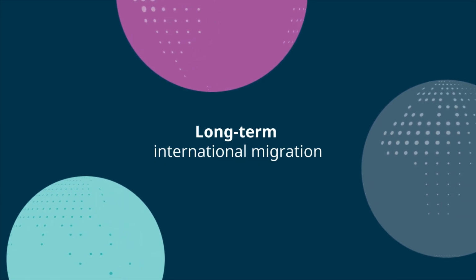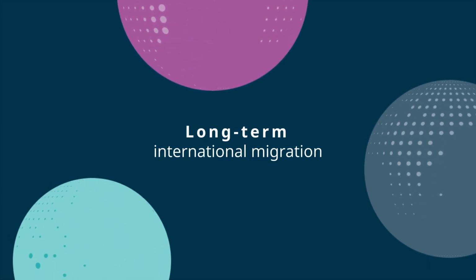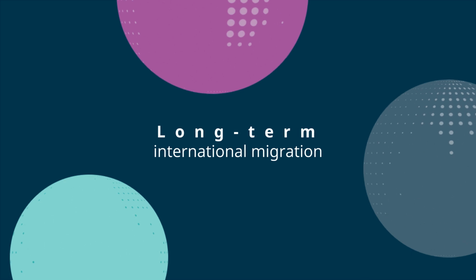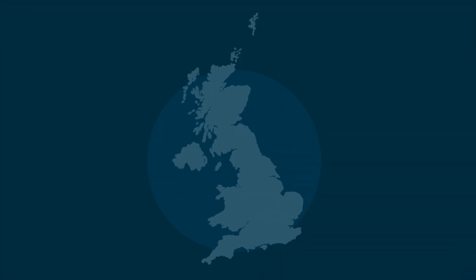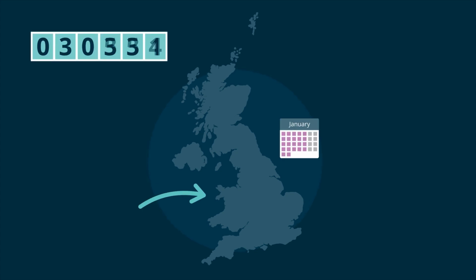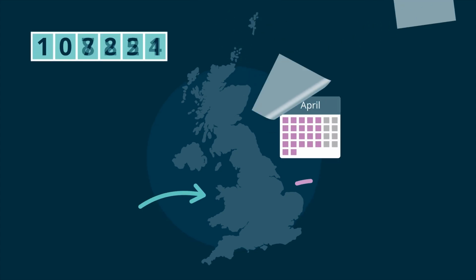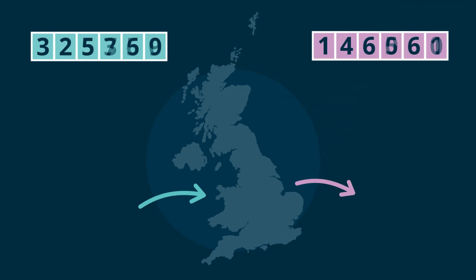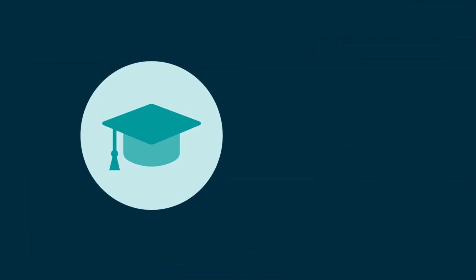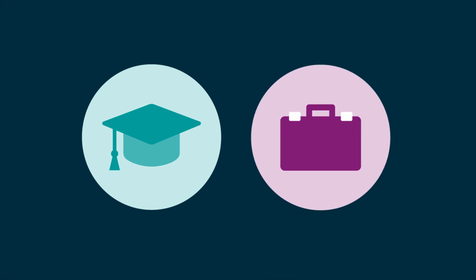At the ONS, we produce national statistics that estimate long-term international migration. This helps us to calculate the UK population. To estimate migration, we need to count the movements of people coming into the UK for at least a year, and those leaving the UK to live abroad for at least a year. We also need to know why they're doing it, which might be to study or to work.